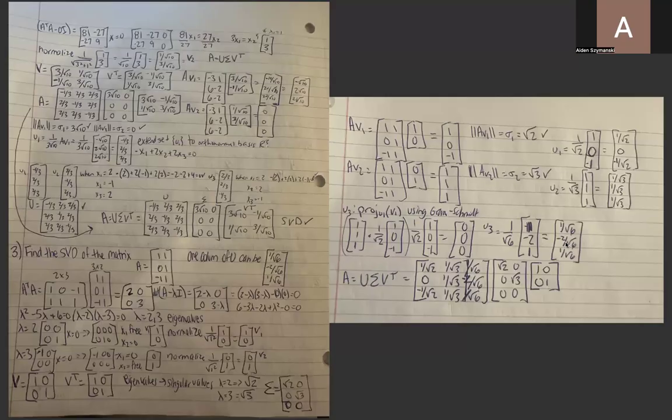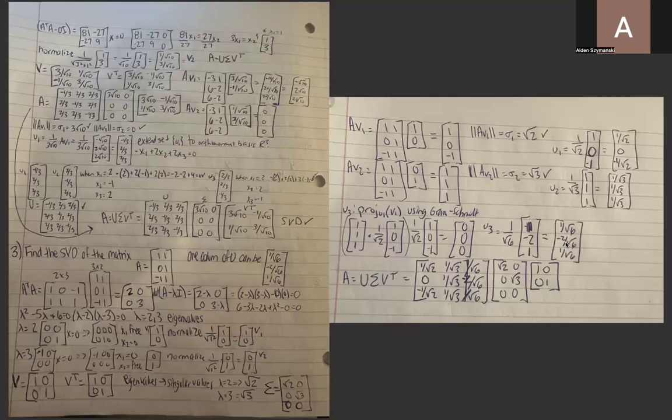We do the exact same thing with our lambda equals 3. We get x1 to be 0 and x2 to be free. So we have 0, 1 as our 2 by 1 matrix for V2. Normalizing this again is 1 over the square root of 1 squared, which is 1. So V2 stays the same as well.